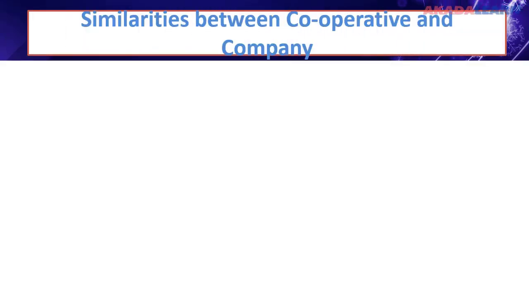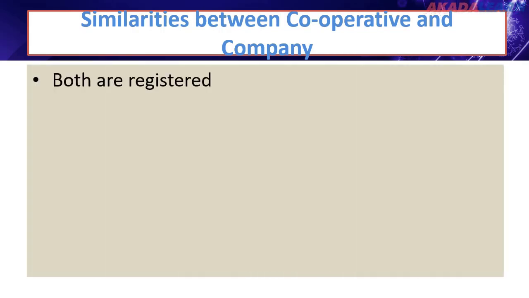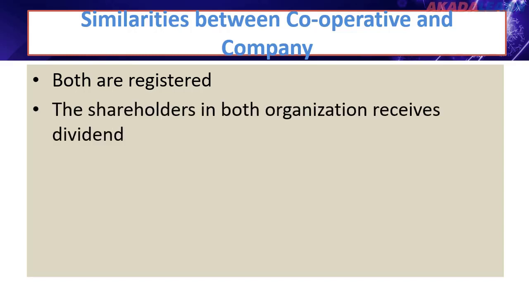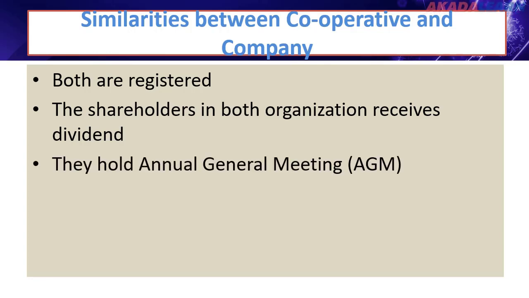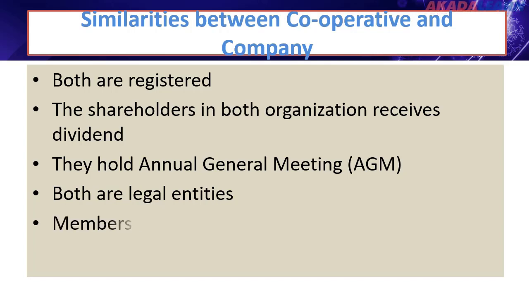So let's take a look at some similarities between cooperative society and a company. 1. They are both registered. The cooperative society and the company are registered, and in Nigeria they are registered by the Corporate Affairs Commission. 2. The shareholders in both organizations receive funds. 3. We also have the annual general meeting called AGM. 4. They are both legal entities, meaning they are separate from the owners. And lastly, members buy shares.